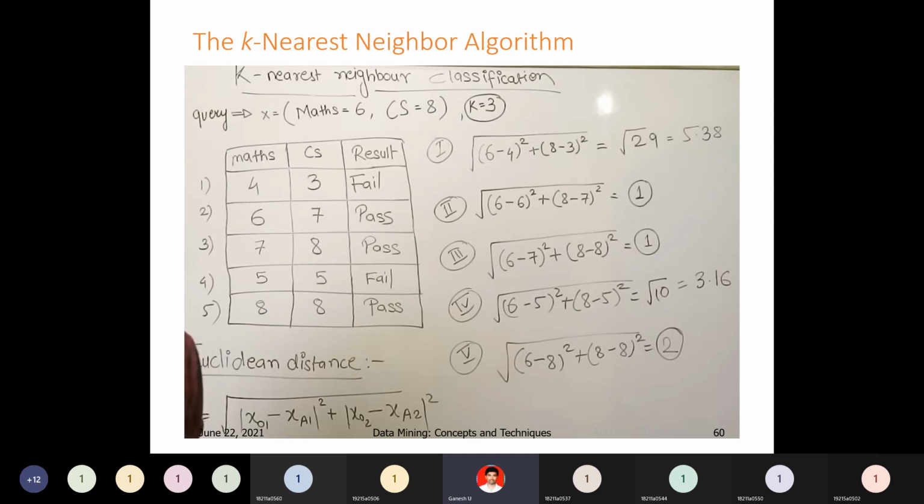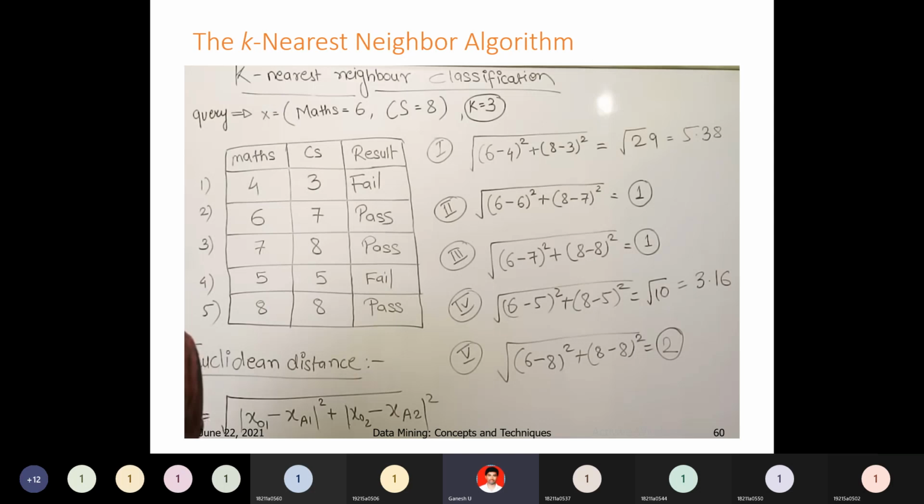Okay. So for student number 1, 4, 3, he failed. Next, student number 2, 6, 7, pass. 7, 8, pass. 5, 5, fail. 8, 8, pass. Okay, this is the table we find out. These are the values given. Based on that we predicted the result. Next, what we have to do?